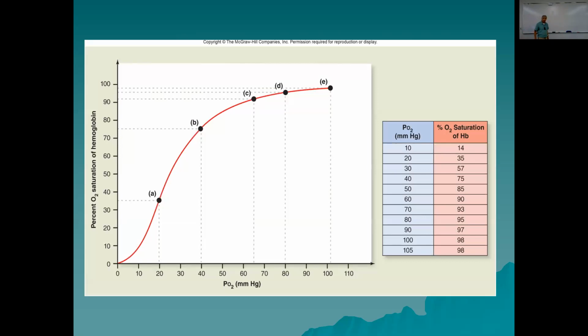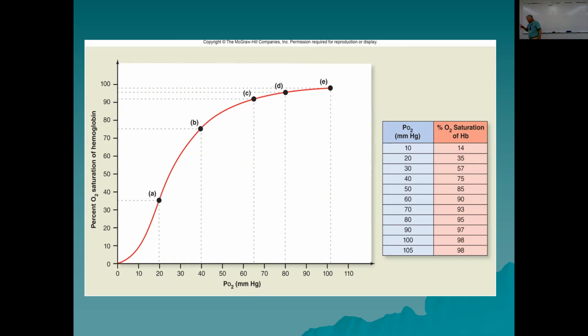Here is the oxygen dissociation curve. And you're going to have to know how to read this. If I put this on the exam, you're going to need to know how to read it. It shows percent oxygen saturation of hemoglobin as a function of PO2, the partial pressure of oxygen that it's exposed to. Up at the very top, at E, is the lungs, where the hemoglobin is exposed to a partial pressure of 104 millimeters of mercury, and the hemoglobin gets essentially 100% saturated.